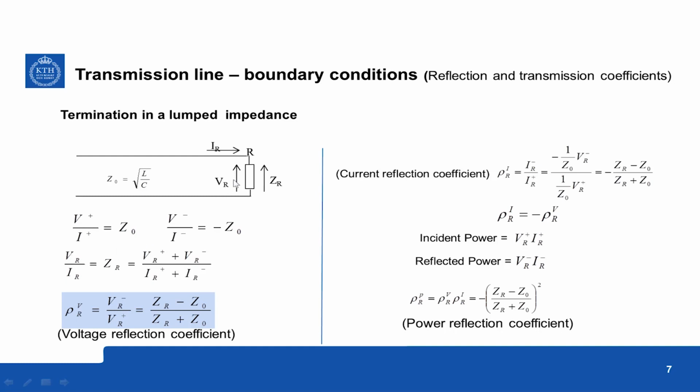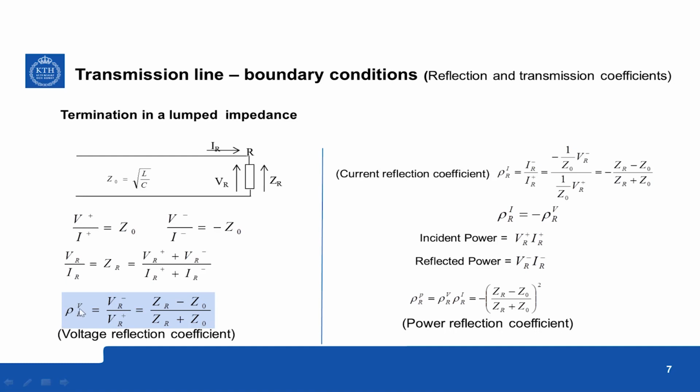Now if you say VR by IR, the boundary condition says that VR by IR, the net voltage and net current here, should be equal to ZR. So this is given by the summation of forward and backward waves divided by the summation of forward and backward currents. You can manipulate this and easily find that, from this, if you try to find VR minus divided by VR plus, this is the reflection coefficient. Reflection coefficient is the wave that is reflected back divided by the wave that is incident. So that is the reflection coefficient for the voltage.